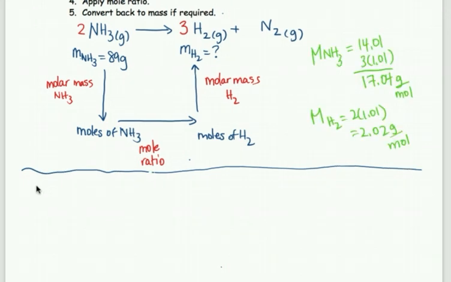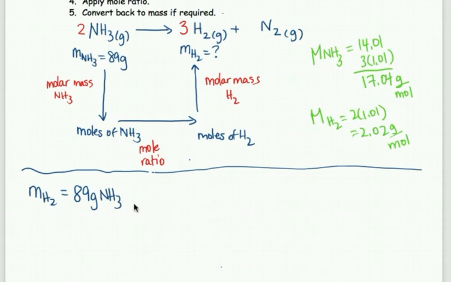Our ultimate goal here is to calculate the mass of hydrogen. So what do we have to start with? The only information we have here is that there's 89 grams of ammonia to start with. So we're going to use that number, and use the molar mass in order to get to the moles of ammonia. The molar mass here is 17.04 grams per mole.